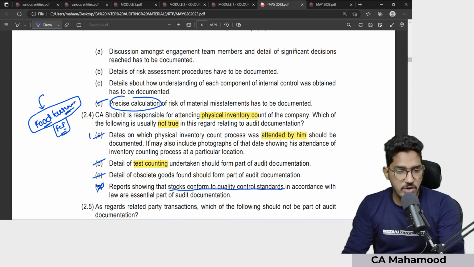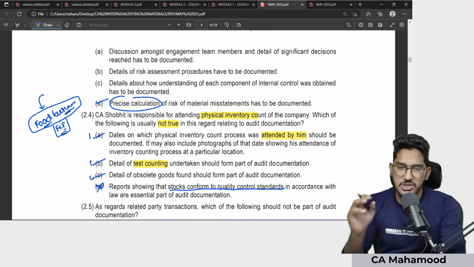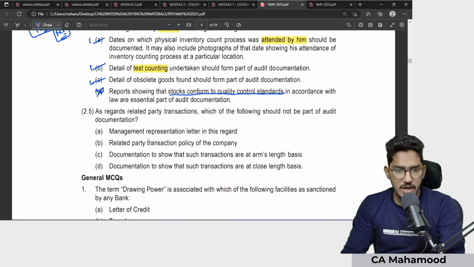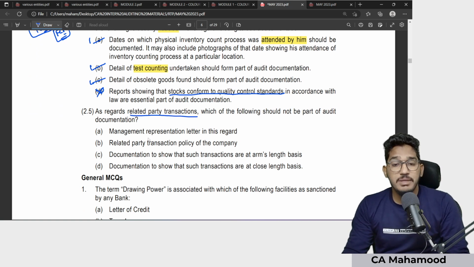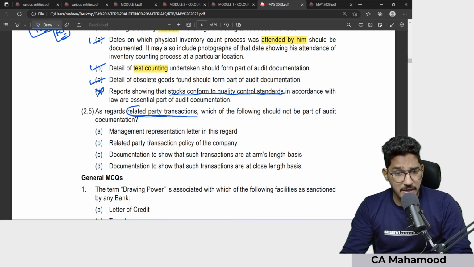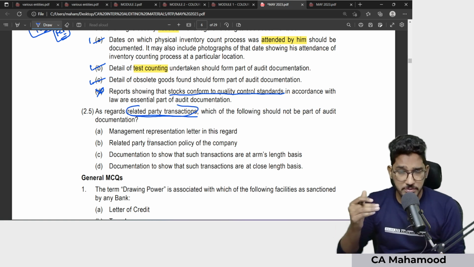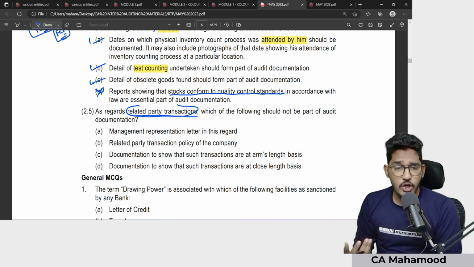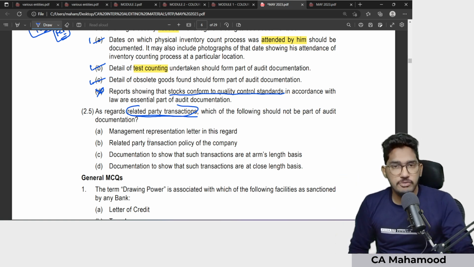Whereas A, B and C, all these three things will form part of documentation. Option D will not form part of documentation. Next one. As regards related party transactions, which of the following should not be part of audit documentation? They're asking, as a part of related party transactions, you need to include some information as a part of your audit documentation. Which of the following options need not form part of documentation?